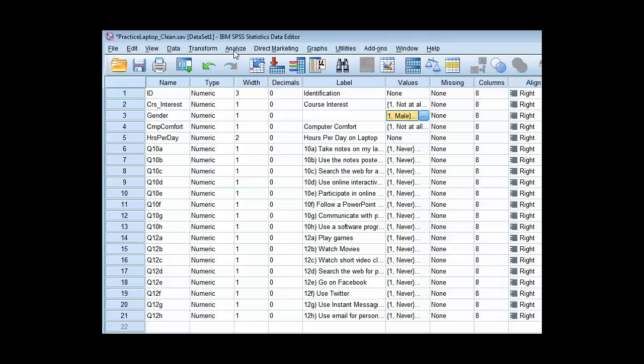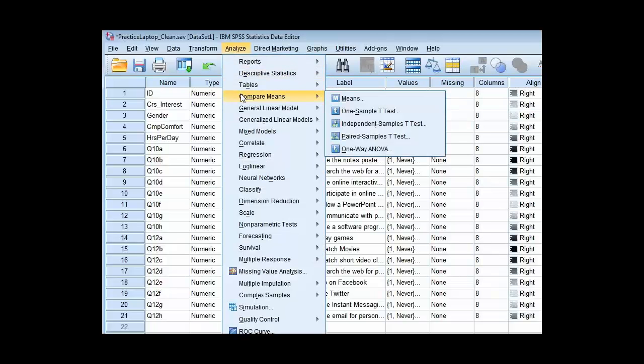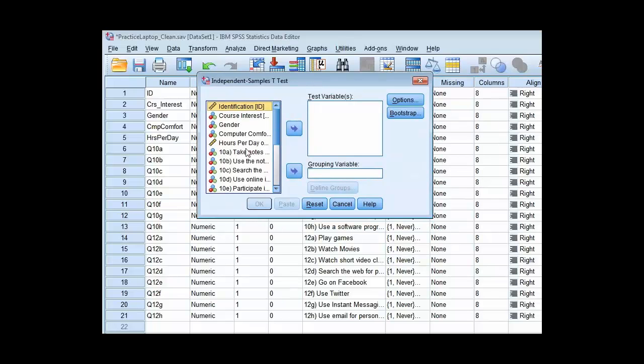So what do we have to do? Well, for any analysis, we go to Analyze. In this case, we're going to compare means, the means of males and females. So compare means, and then it's an independent samples t-test. Males and females are two distinct samples. So I'm going to click on that, and the first thing I'm going to do is click my grouping variable, which is gender. I'm going to compare two groups.